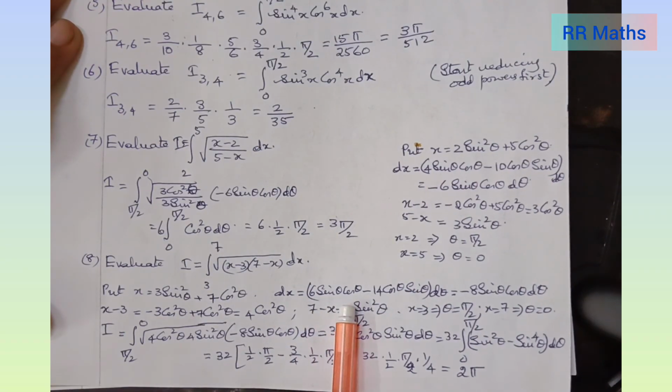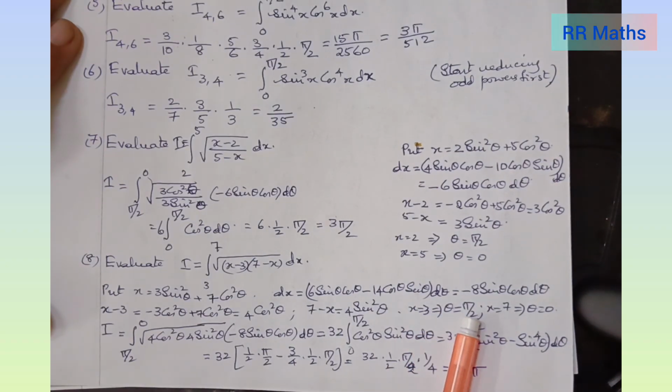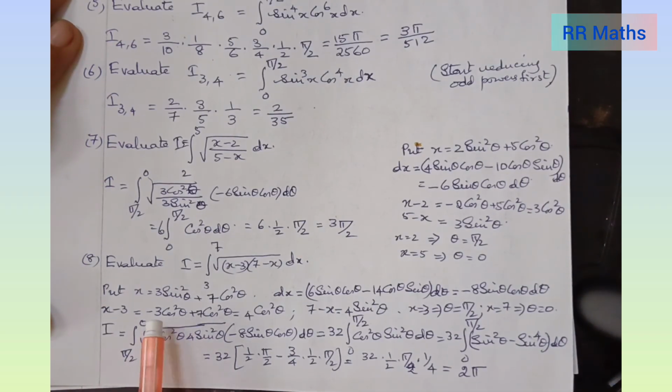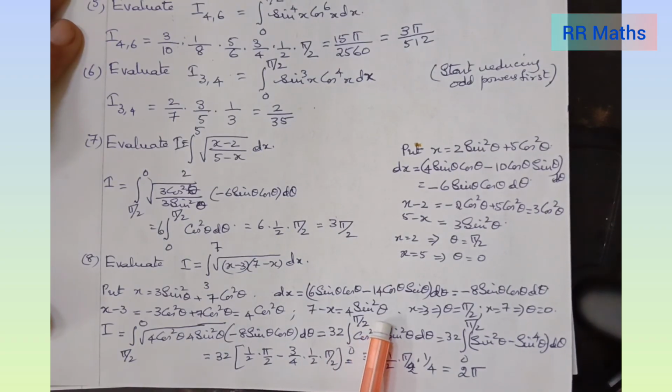dx is equal to 6 sine theta cos theta minus 14 cos theta sine theta, whole thing into d theta, which reduces to minus 8 sine theta cos theta d theta. Now x minus 3 we'll find out. So x you have substituted as 3 sine square plus 7 cos square, minus 3. For sine square, if you take out that 3 common, you will get sine square theta minus 1, which can be replaced as minus cos square theta. And so that will reduce to minus 3 cos square theta plus 7 cos square theta, giving you 4 cos square theta. Similarly, 7 minus x will reduce to 4 sine square theta.